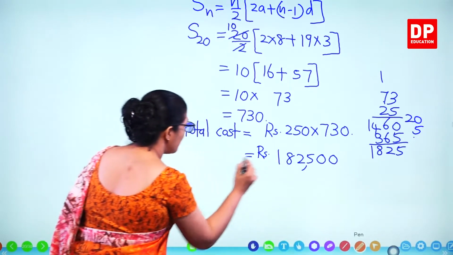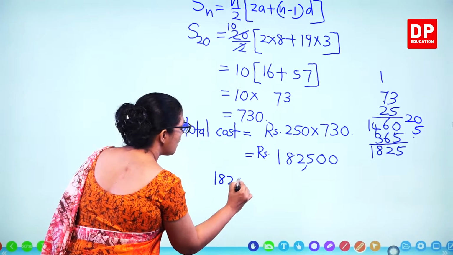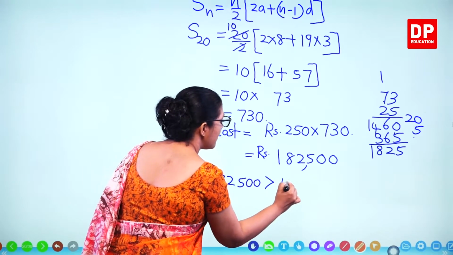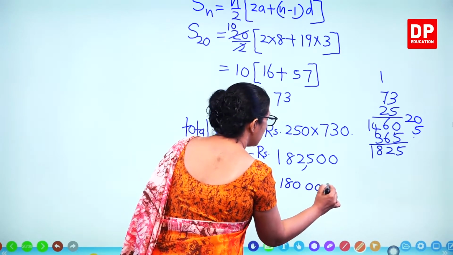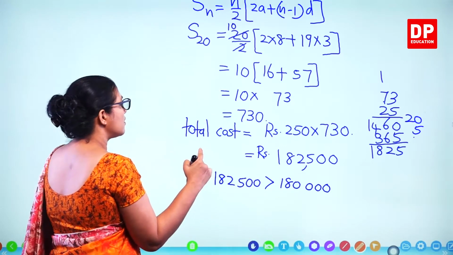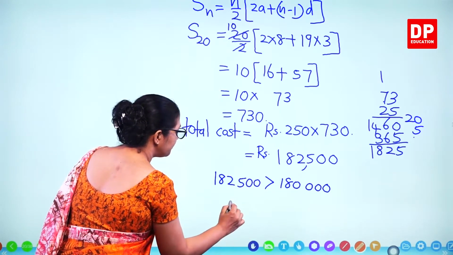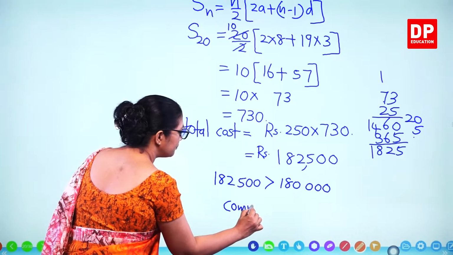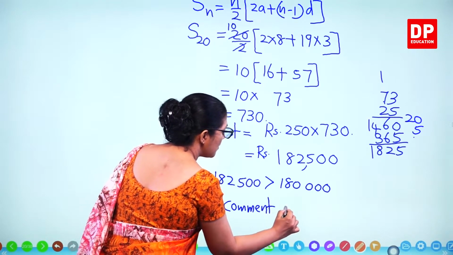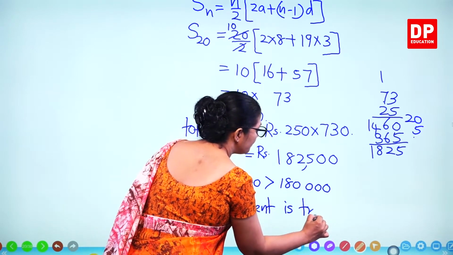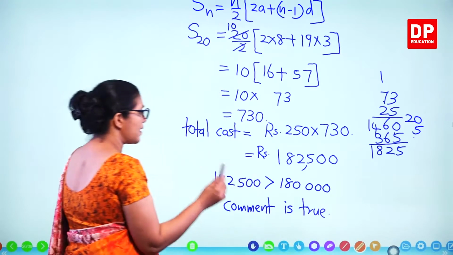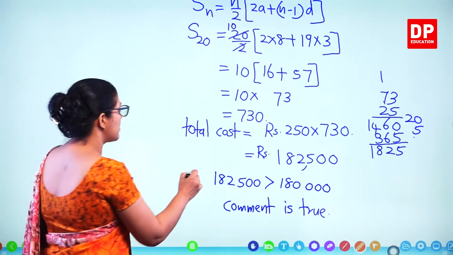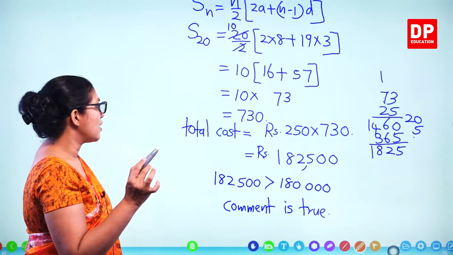So this value 182,500 is more than 180,000. So the comment is true. Comment or statement is true. Because the owner said he needs more than 180,000 rupees.